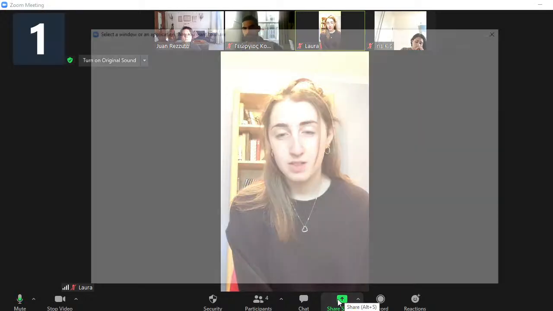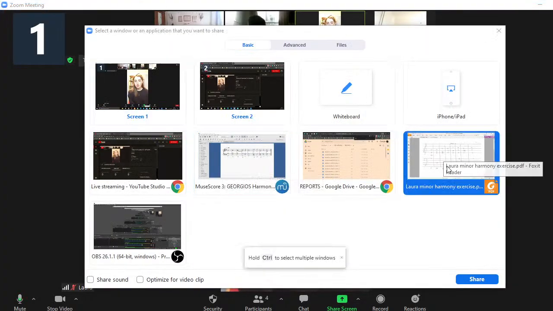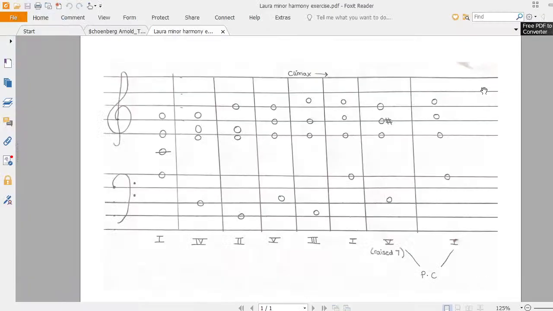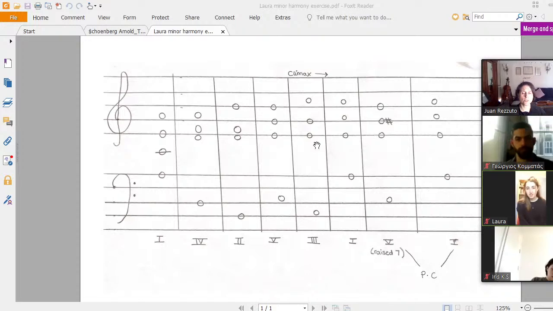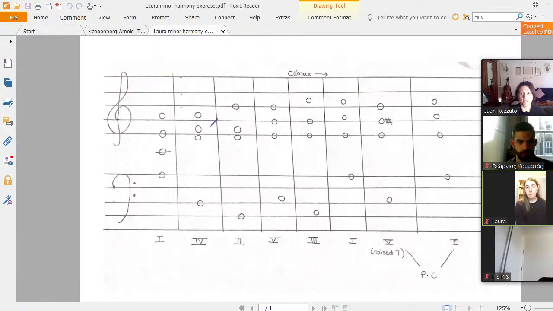Now let's see. First of all, I'm going to share the screen to see Laura's homework. So minor mode. This was the homework. The homework was to build the progression with root positions, to use the dominant. They should be correctly prepared. So far so good. The F was prepared.